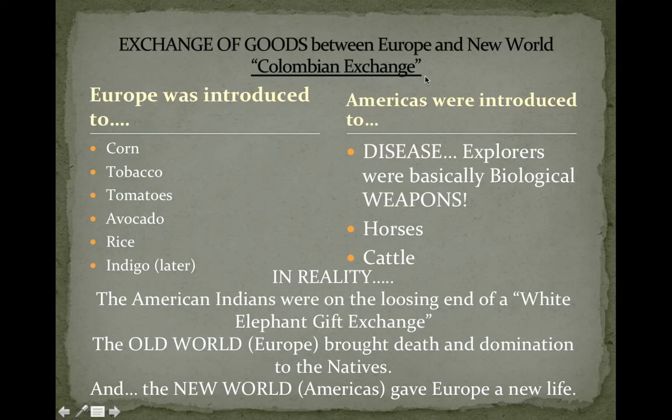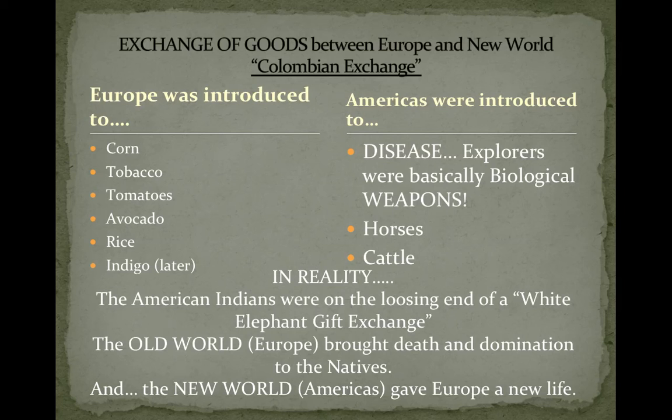But go over here. The Americas were introduced to, what's in capital letters? Disease. Explorers were basically biological weapons. Now, the nice thing is that these explorers, these Spaniards, brought horses and cattle, and they brought weapons. That's nice and everything, but they normally used the weapons on the natives. But the really big thing they did is they brought the common cold, smallpox, influenza, anything like that.